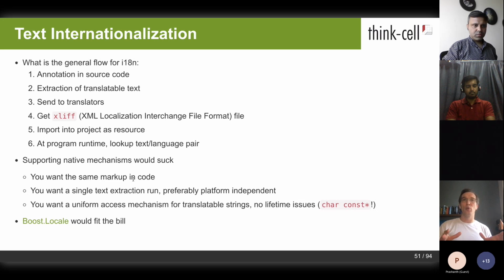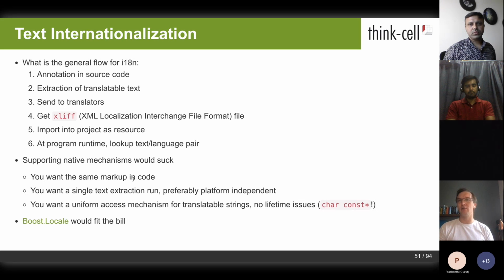Now, this is something where you absolutely do not want to support different native mechanisms. That would be horrible. You want the same markup in your code. You want to have a single extraction run that finds all the translatable text. And then at runtime, you want a uniform access mechanism to get the translated text back. You don't want different lifetime issues, where in some parts of your code base the translated text is returned as a reference counted string pointer, and in other parts it's returned as a heap allocated std::basic_string. You want to simplify that.